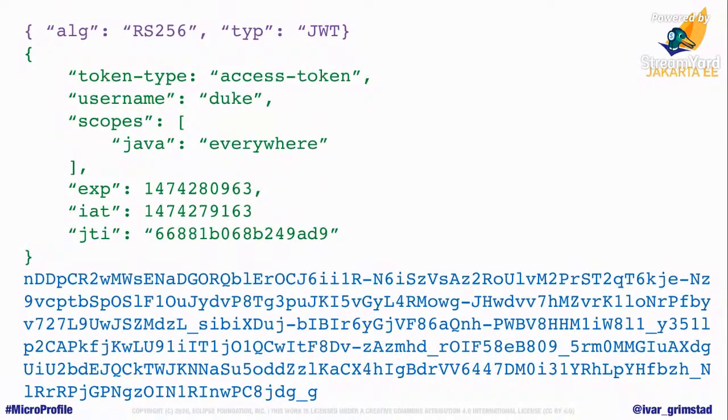And then you can have custom entries like the username here, in this case Duke, and you can have scopes and etc. And in MicroProfile they have defined an entry called groups. So you can say that this user is a part of some groups. So it has some information in there that you can use in your application, or the infrastructure architecture can use to verify more about this person. Like, am I allowed to call this code, for example? And the blue is a digital signature.